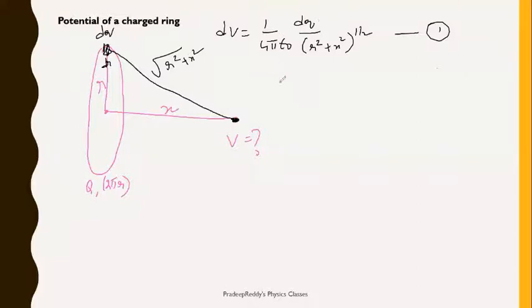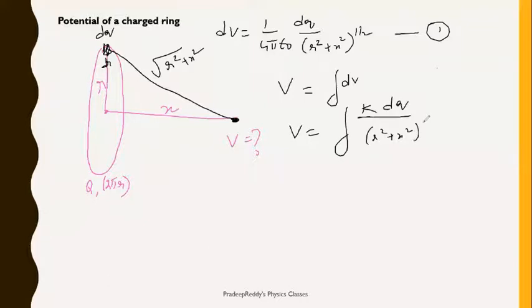What you'll do, simply in order to find out electric potential over this particular point, because we are dealing with a scalar quantity, you need to add all these potentials in order to find out the net potential. So that gives you integration dV. So V will be equal to the integration of dV, which is k into dq divided by (r square plus x square) whole power 1 by 2.